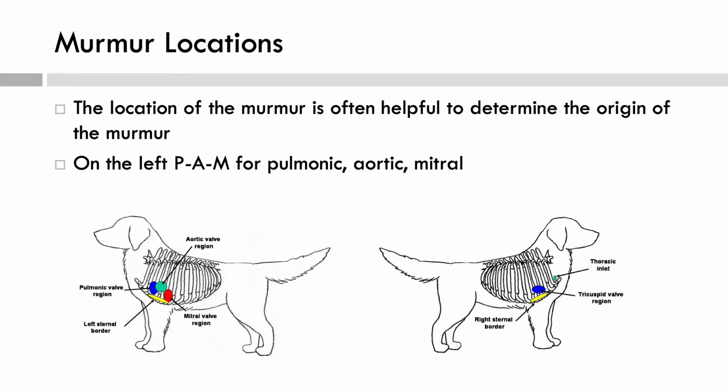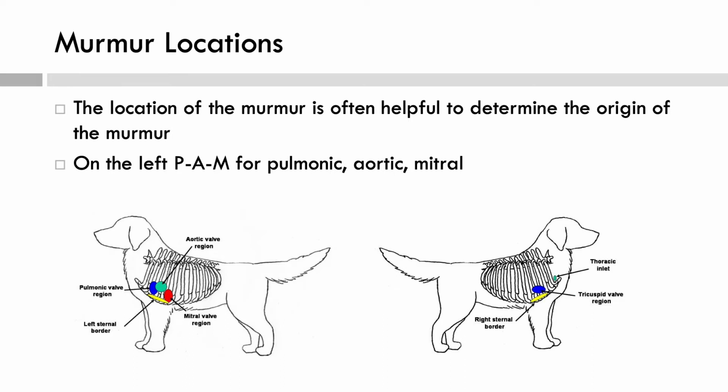On this picture, the blue is the location of the pulmonic valve, green the aortic valve location, and red the mitral valve location. In general, the pulmonic and aortic valve are towards the heart base, up in the axillary region, and the mitral valve is a little bit lower and further caudal around the 5th or 6th intercostal space.